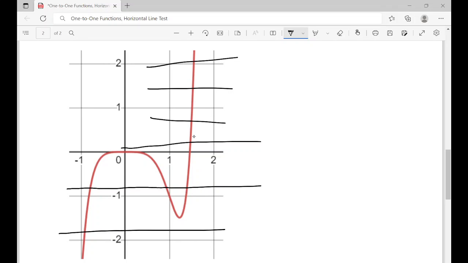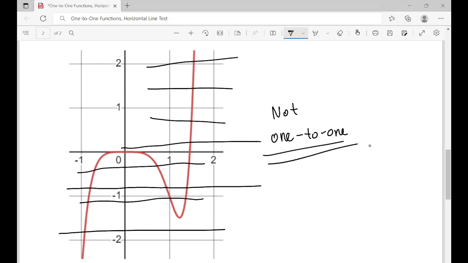Well, it's only once at a bunch of places up here and down here, but right here, at this little odd turning point, it crosses 3 times. So we could say that this is not one-to-one for this function.